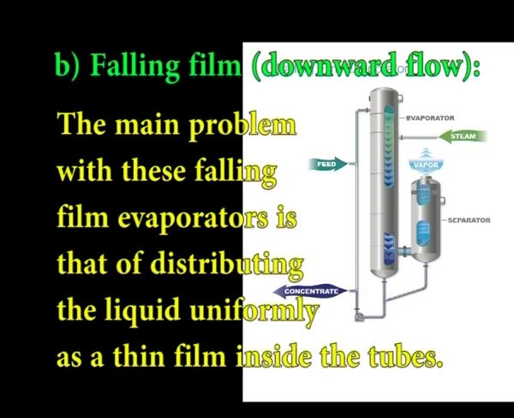Weirs provided in the periphery of the tubular calandria ensure proper distribution of the liquid into these tubes. The main problem with falling film evaporation is distribution of the liquid uniformly in the tubes. To prevent the extent of heat damage, residence times are normally kept very low. Plate heat exchangers are used for the concentration of milk instead of tubular evaporators.